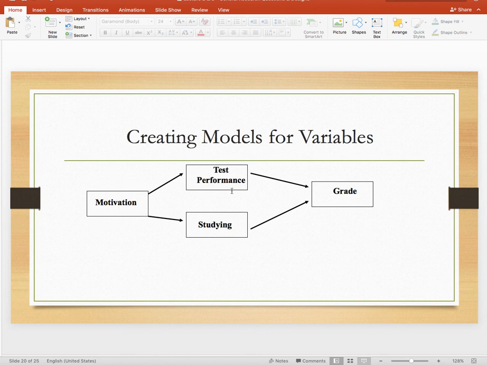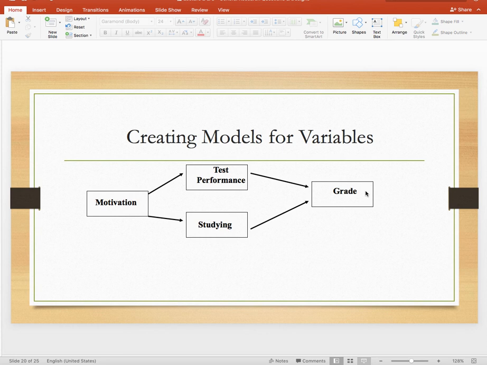Exactly right. So here, test performance may change because of motivation. Studying habits may change because of motivation levels as well. Now, these are endogenous variables. We still look at those, and now with their new scores or their new assessment, we look at their effect on something later on. In other words, test performance may potentially affect grades, while your studying habits may also potentially affect your grades. So indirectly, motivation may affect your grades, but the reason is that motivation may affect your test performance and your studying habits, and those affect your grades. Everyone with me so far?